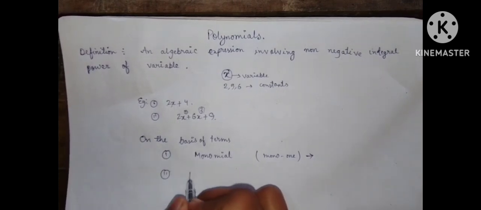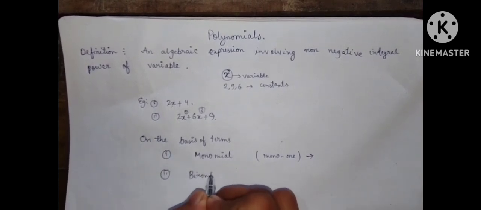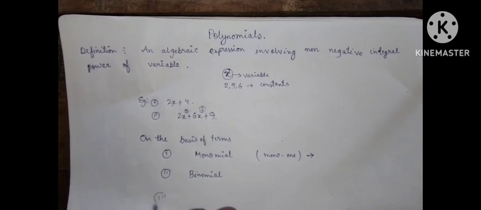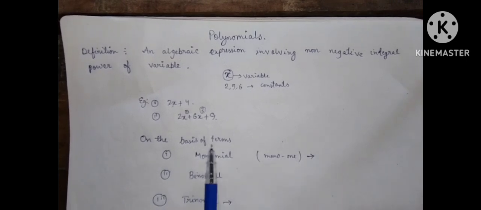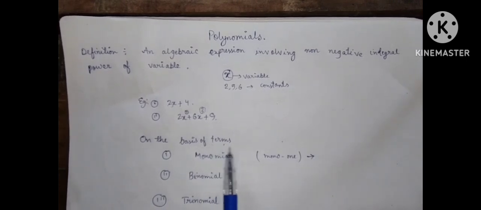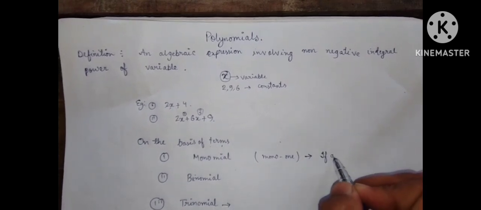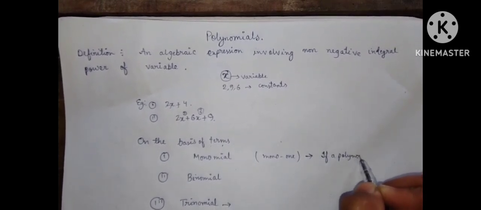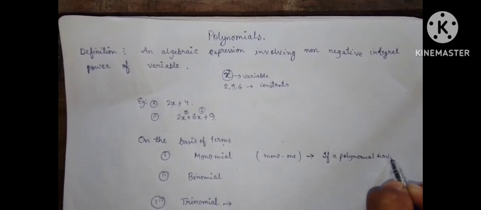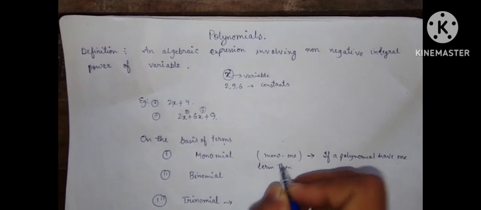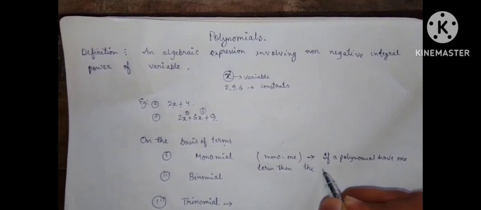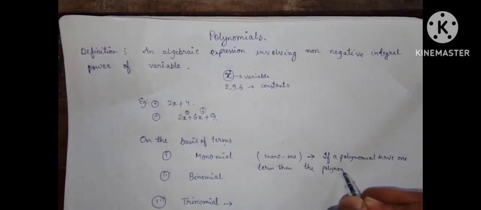At the second we have binomial, and third we have trinomial. Now on the basis of terms, means how many terms are included. So if a polynomial have only one term, then the polynomial is monomial.